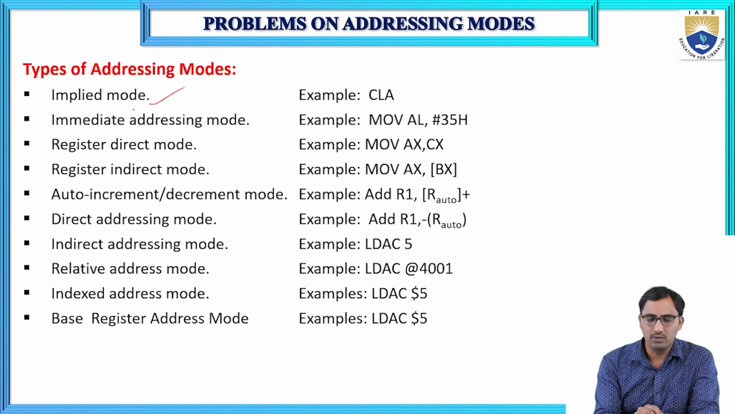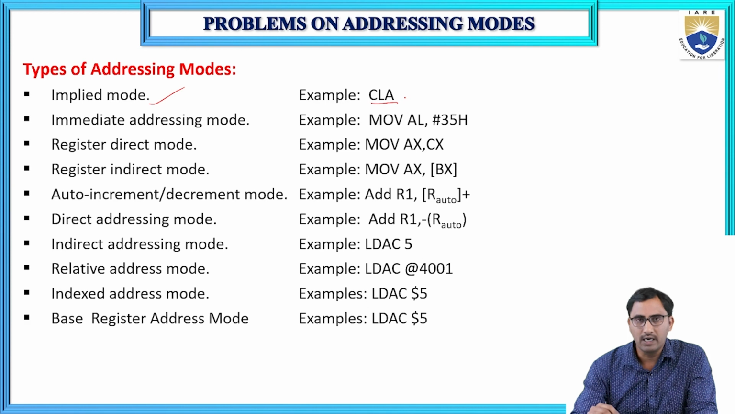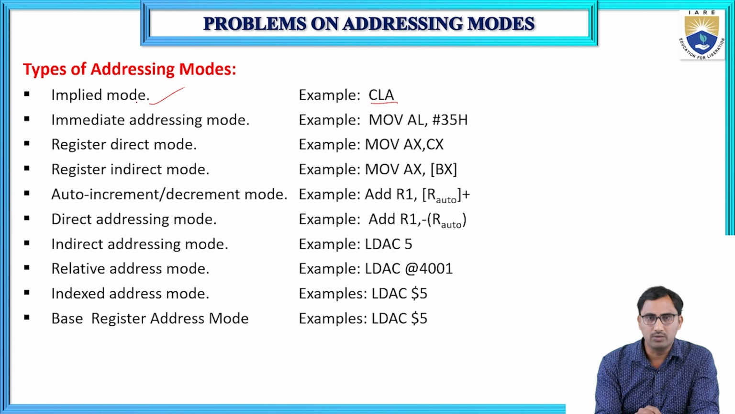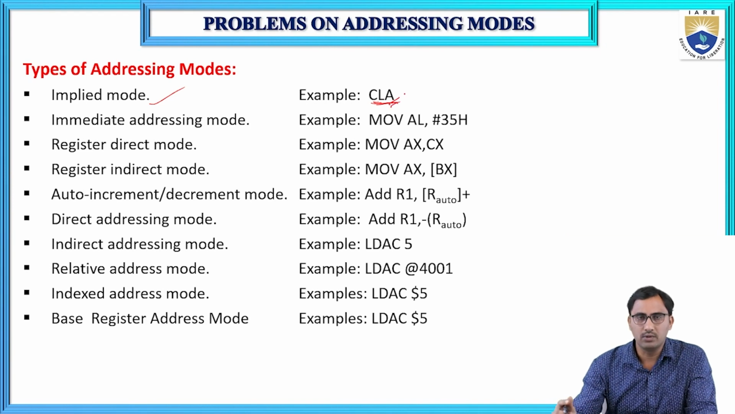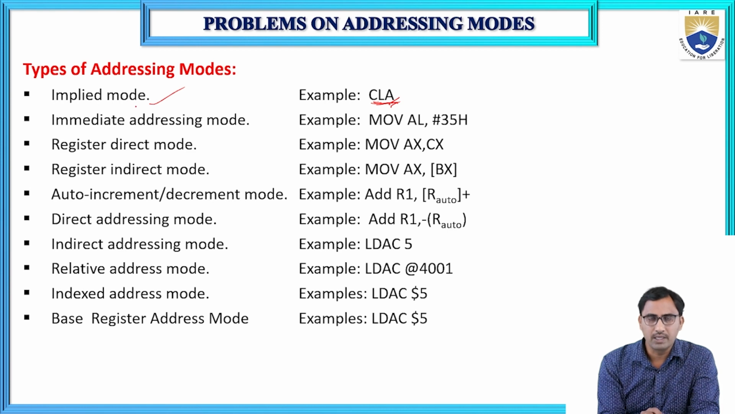The first one is implied mode. An example of implied mode is CLA, clear accumulator or complement accumulator. Here the operand is specified as part of the instruction. The operand is stored in the accumulator, so the default register is the accumulator. We are clearing the accumulator register. So in implied mode, the operand is specified as part of the instruction.